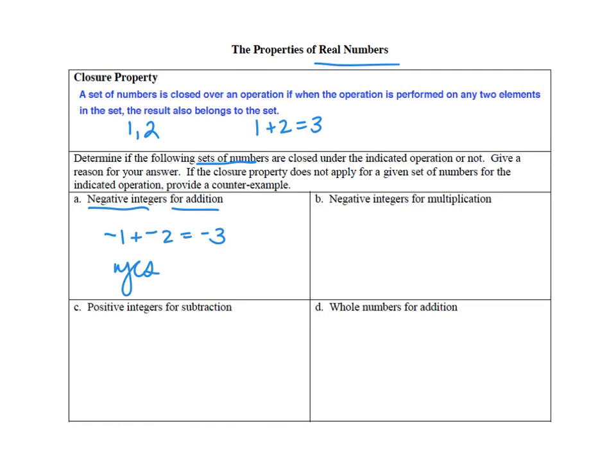Now let's look at part B. Part B says negative integers, that's my set, for multiplication. Well, if I multiply -1 times -2, I get a positive number, which is not a negative integer. So this does not have the closure property. And this is my counterexample.